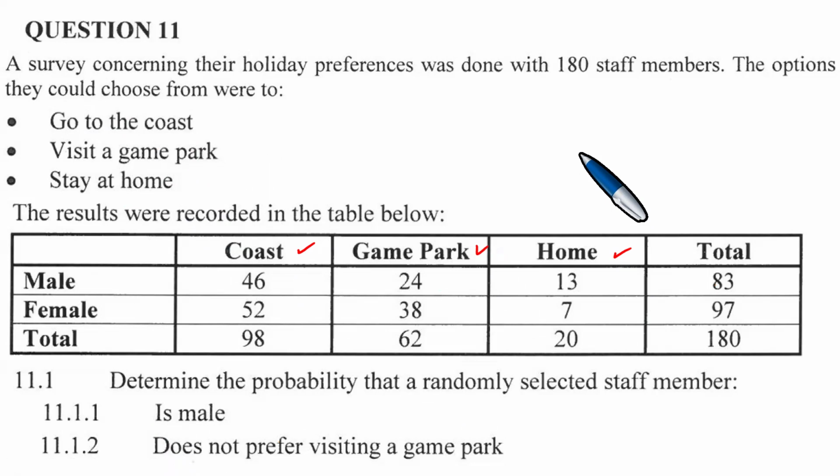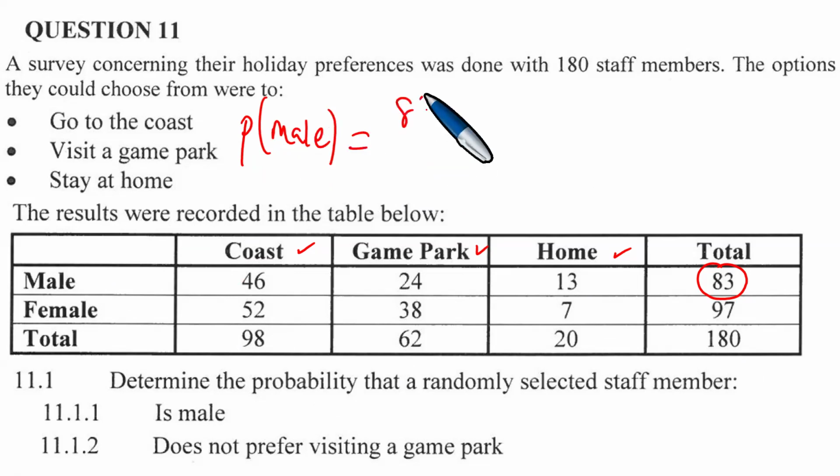What do you think the answer is to this particular question, Tando? So it is going to be 83 over 180. It's going to be exactly 83 out of 180. Well done there, Tando. So the probability of male, because you're able to see that the males are 83, so that then you say the probability of male is actually 83 divided by 180.